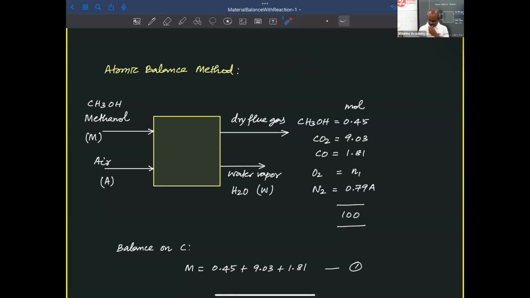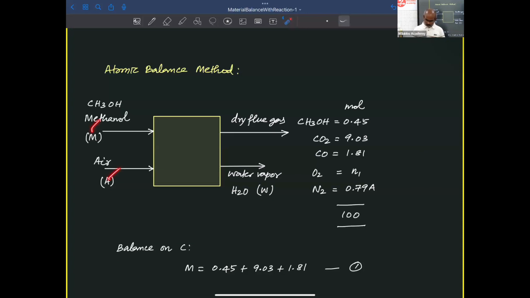We are going to see this problem. Okay. Say we know this dry flue gas, which is 100 moles. Of course, we have this N1 as unknown, and N2 will be simply 79% of A. M is unknown, A is unknown. In addition, we also have N1, the moles of O2 in the flue gas, as well as W, which is also unknown. So there are four unknowns here.